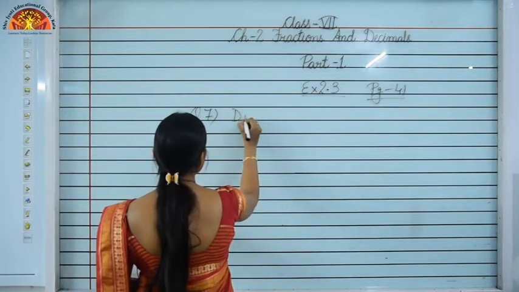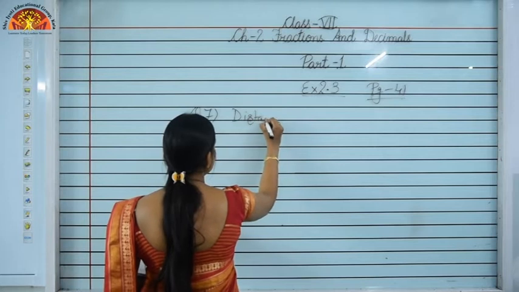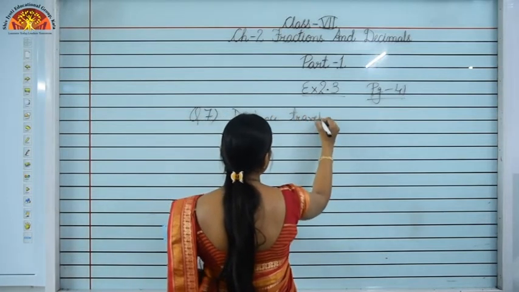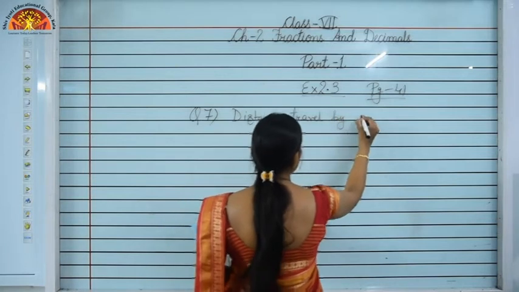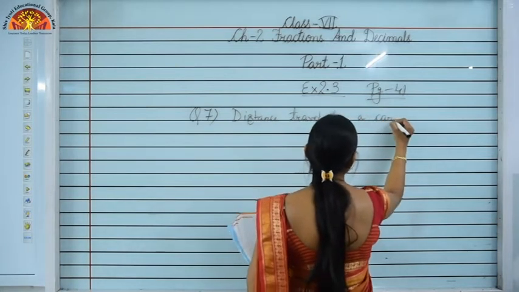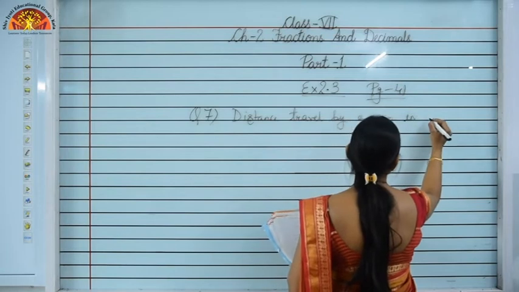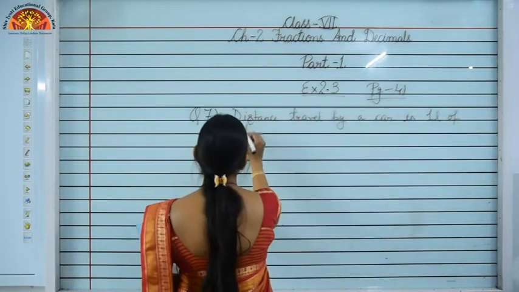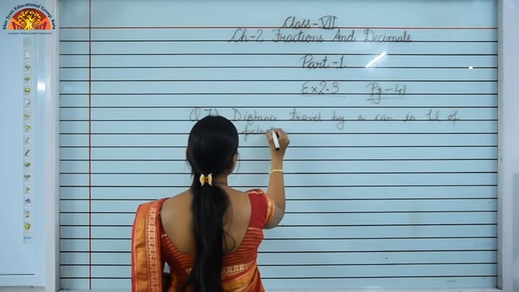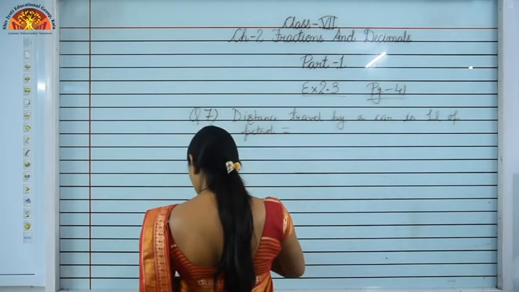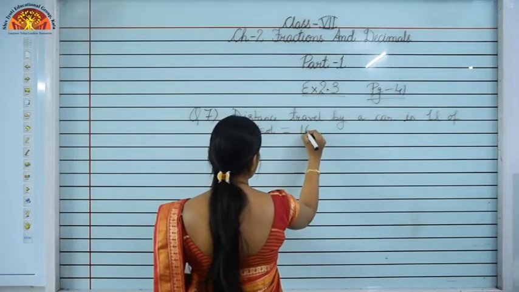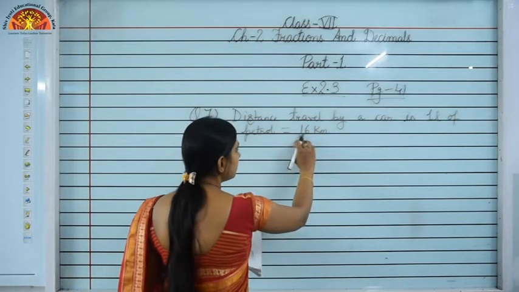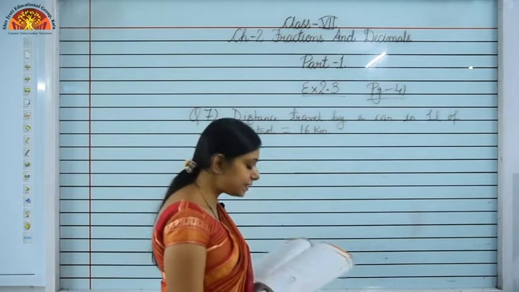That is, the distance traveled by a car in 1 liter of petrol is equal to 16 kilometers. Okay, so in 1 liter of petrol, the car is just covering a distance of 16 kilometers.